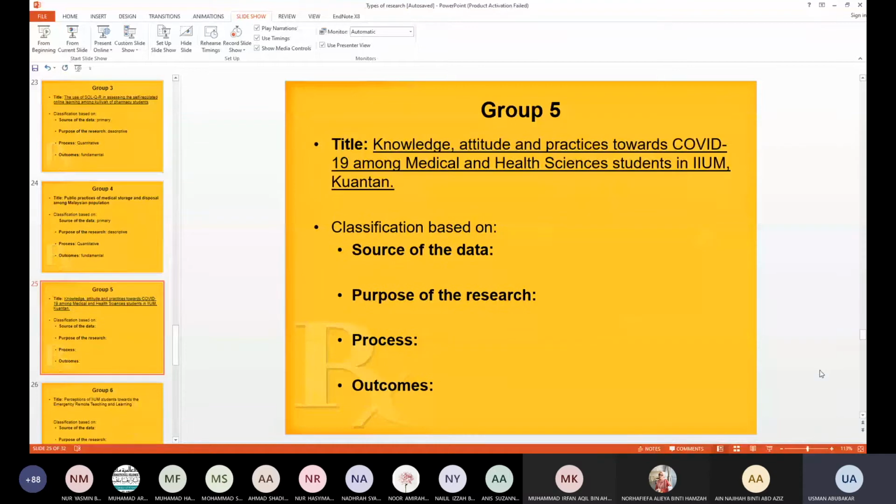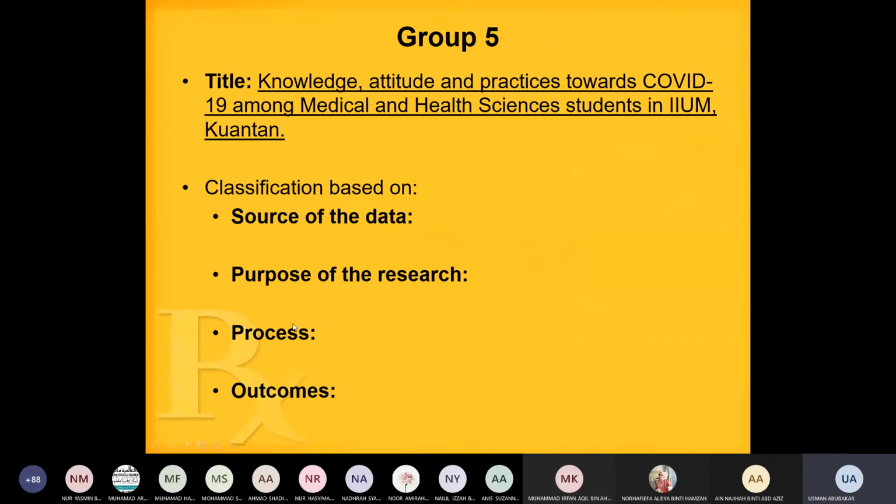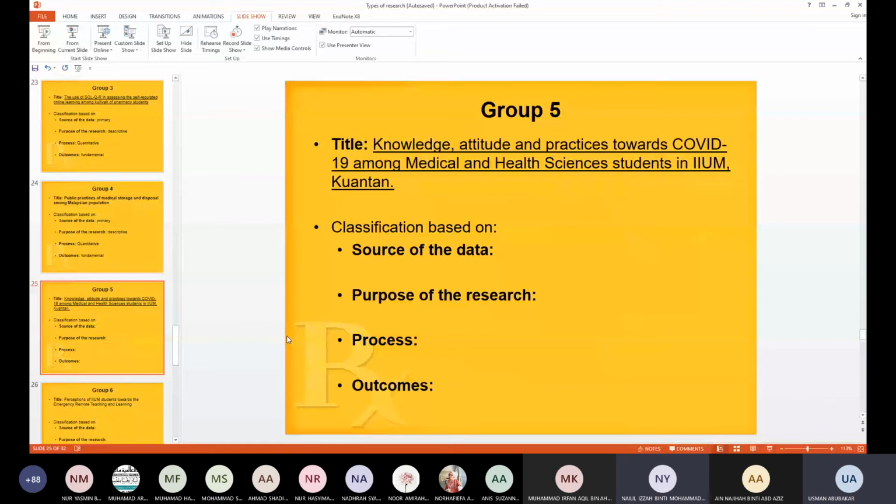Okay, group 5. The group leader for group 5, can you confirm the title? If the group leader is not available, can any member of the group please confirm the title? Group 5 members, are you here? Yes, Doctor. Okay, is the title correct? Yes, Doctor. All right. So how do you classify it based on the source of the data that you collect? The source is primary data, primary source.